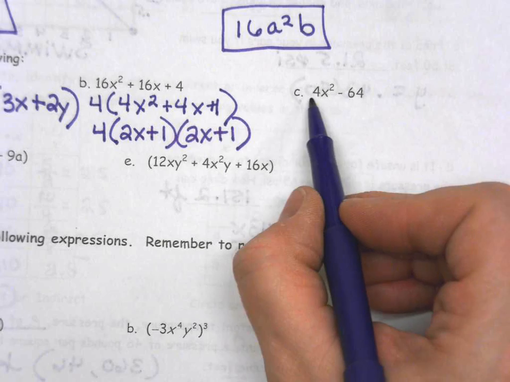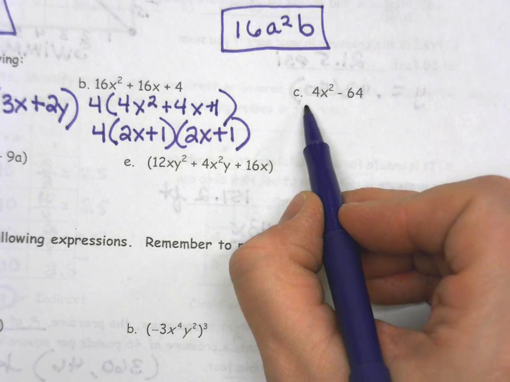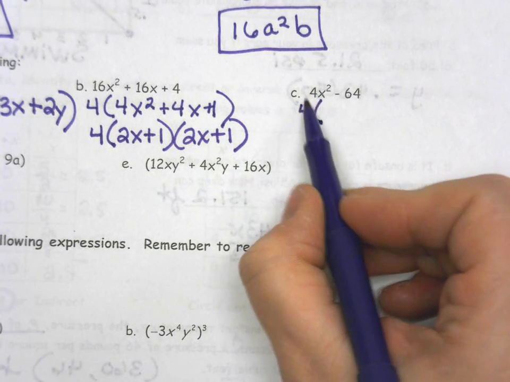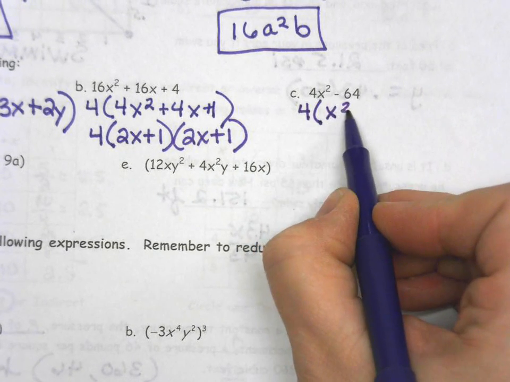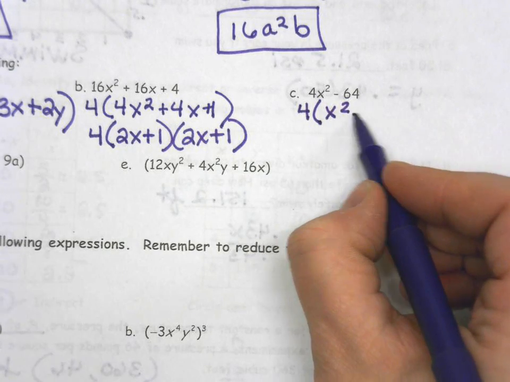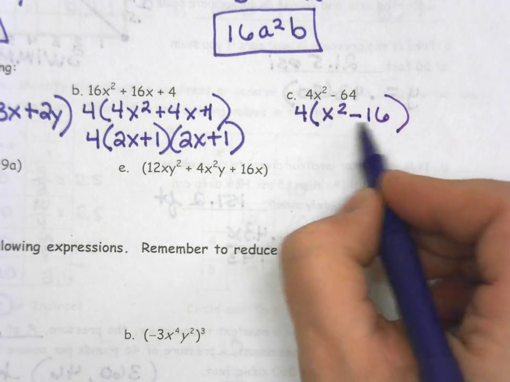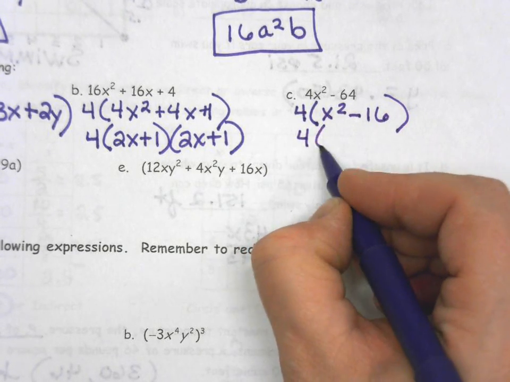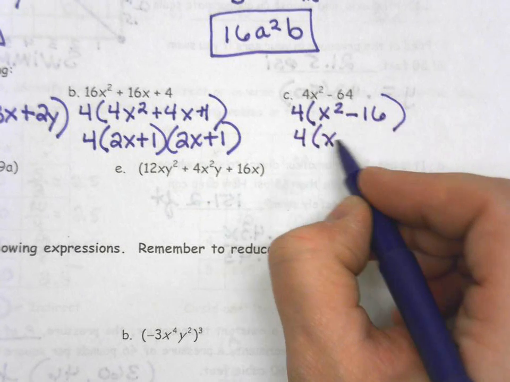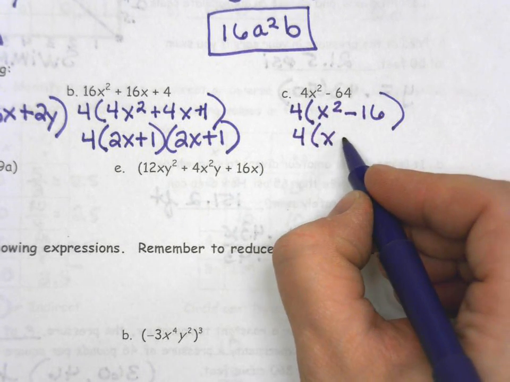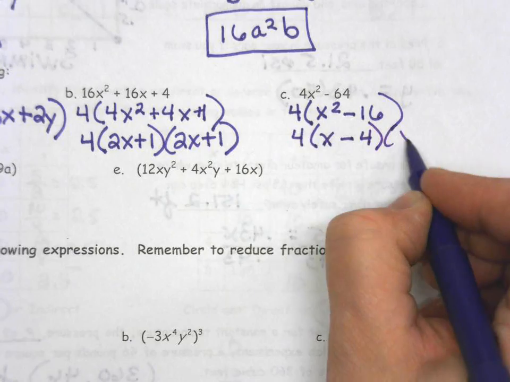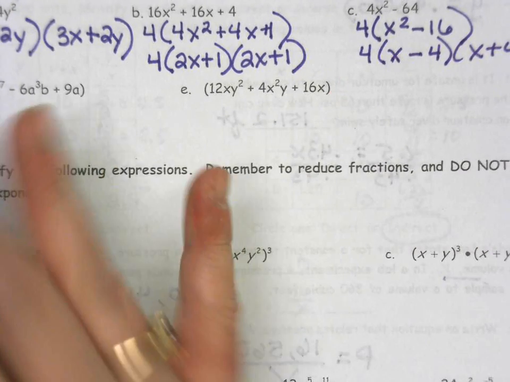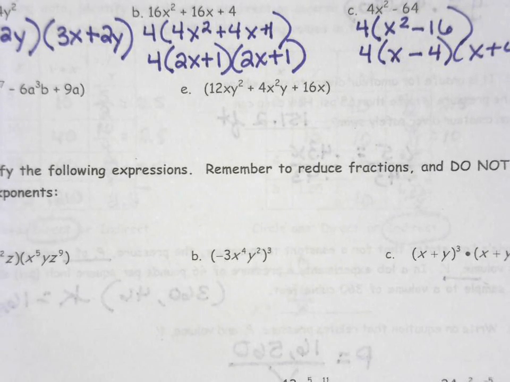Okay, this next one here, I would pull out the GCF. They're both divisible by 4. So 4 goes into 4x squared, x squared times. And 4 goes into 64 16 times. Again, this is the difference of 2 squares. So if it's a difference of 2 squares, we take the square root of the first one and the square root of the last one, and 1 is minus and 1 is plus. Square root of 16 is 4.